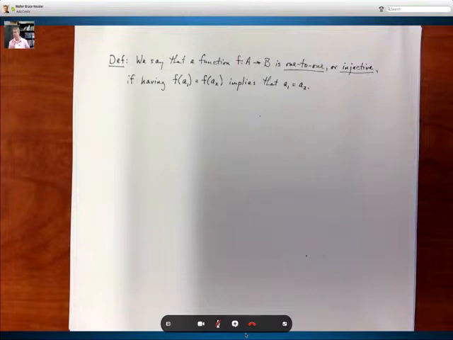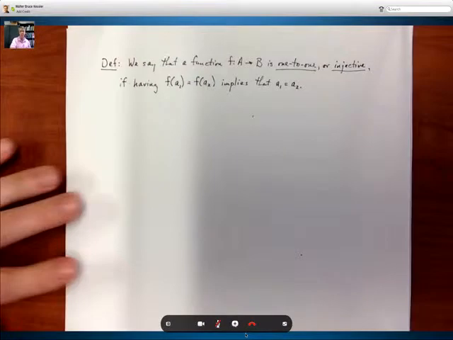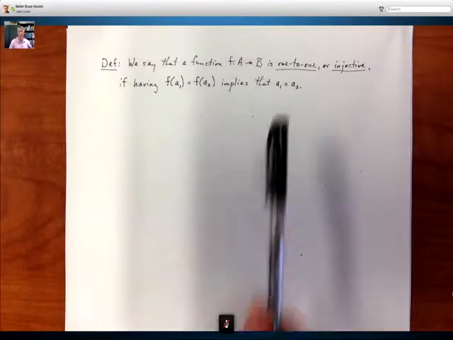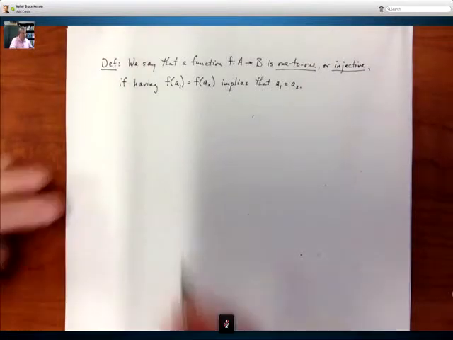Another way of thinking of that is the contrapositive. You could say that if a1 is not equal to a2, then f of a1 is not equal to f of a2. But I'll be honest with you, that doesn't always help us. Having things not equal, there's all kinds of ways things can be not equal. There's only one way that things can be equal, and that is to have the same value. So this is often a more useful way of thinking about it.